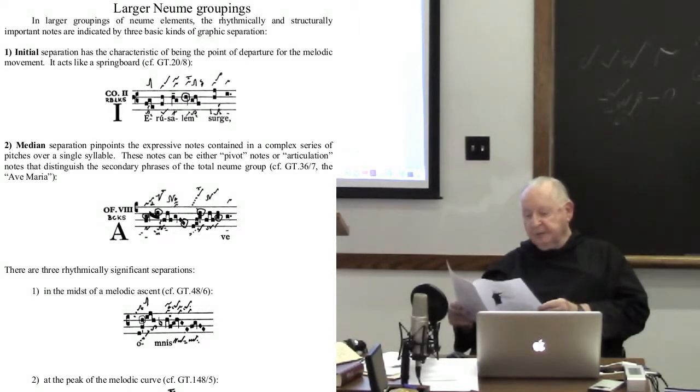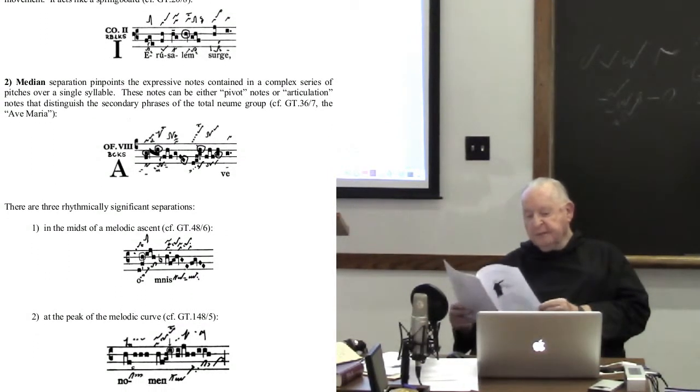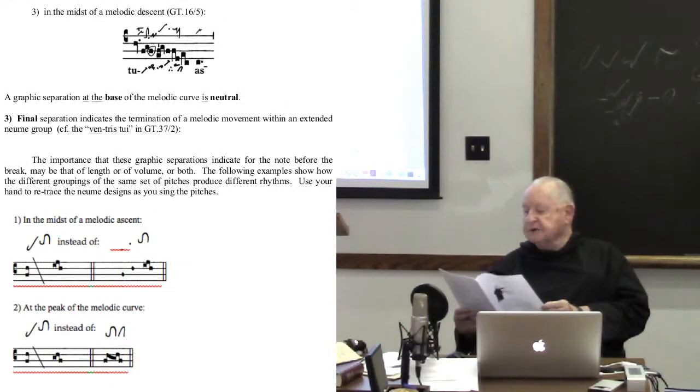Then median graphic separation. And let's say the other type is final, over on the next page. So those 3: initial, median, and final. Let's take a look at the median. The median comes in 3 basic flavors: in the midst of a melodic ascent, at the peak of the melodic curve, and at the top of the next page, in the midst of a melodic descent.